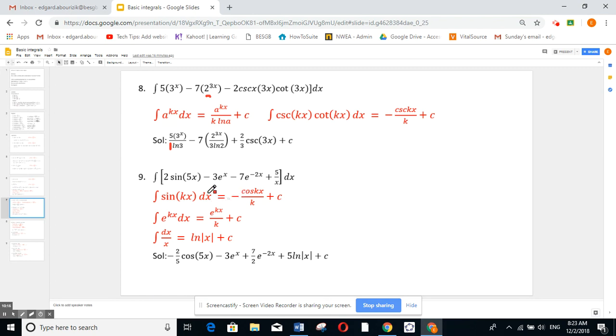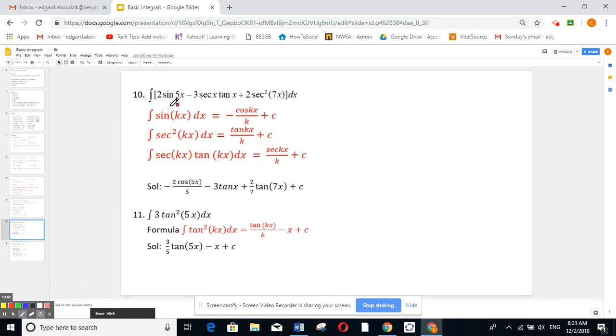So this sine, it will be minus 2 cosine 5x, derivative 5, divided by 5. As we said, in derivative we used to multiply, here we divide. 3a^x is 3a^x, nothing to change. Here minus 7a^(-2x), derivative of minus 2x is minus 2, so I divide by minus 2, minus and minus, it will be plus. 1 over x, it means 5, like this one, ln x plus c.